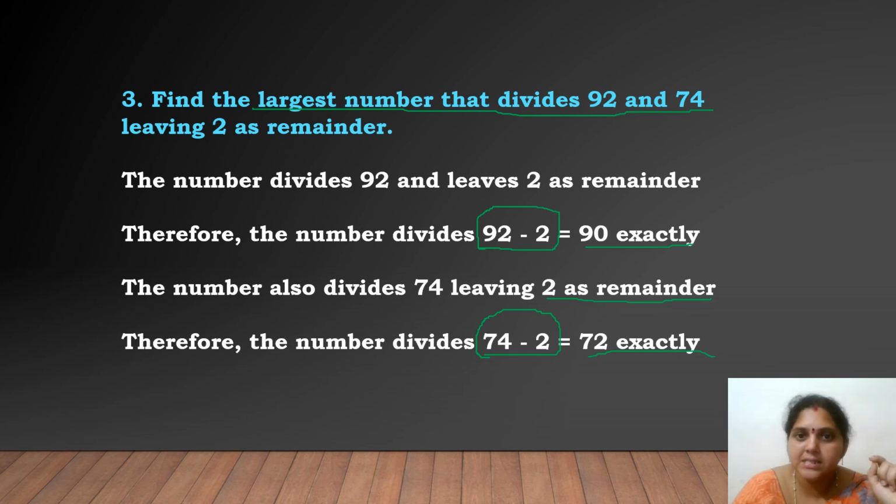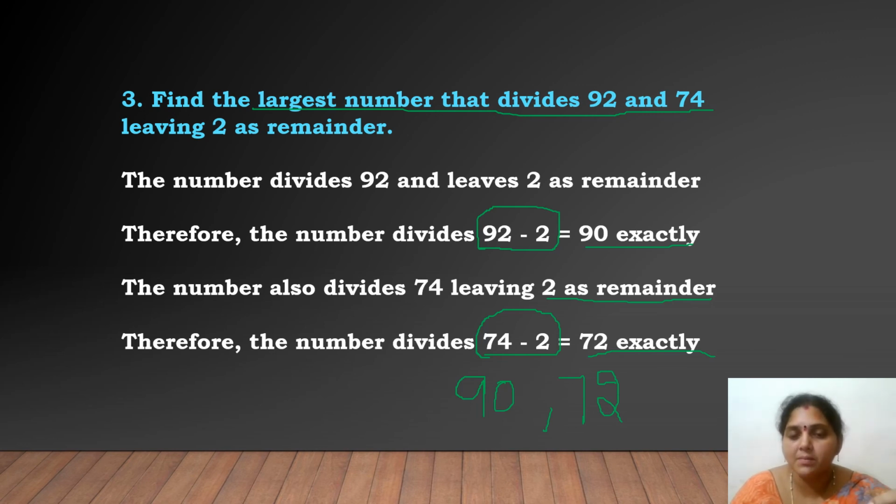Now we have to find the largest number for the numbers 90 and 72. Why we are taking 90 and 72? Because 2 leaves remainder. We should not get any remainder. We should get exactly 0 for finding the highest number, right? That's why that remainder 2 we are subtracting from the taken number. So 92 minus 2 is equal to 90. 74 minus 2 is equal to 72.